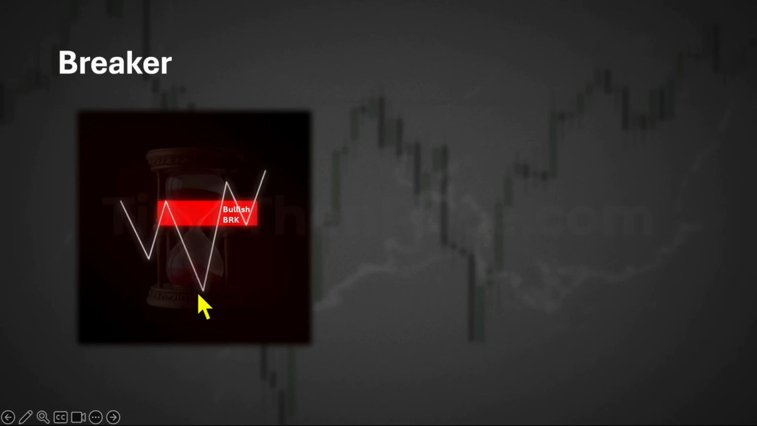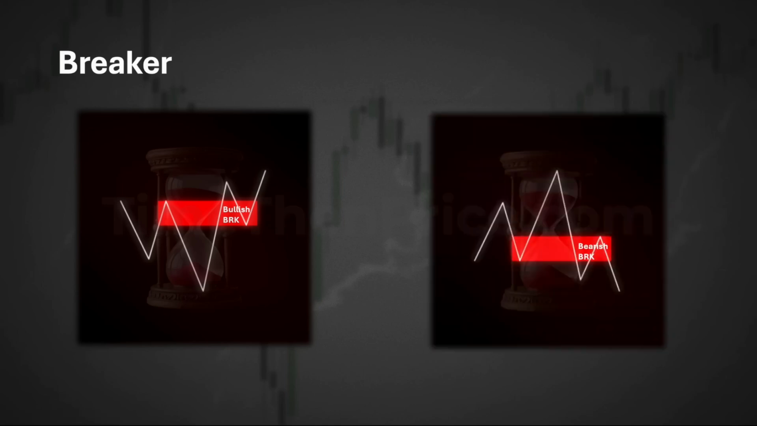The moment that the market displaces above that high, we pay attention to this up close candle and we extend that to the right. This up close candle is our bullish breaker, and we anticipate that that bullish breaker is going to function as support on price before the market is allowed to be repriced higher.